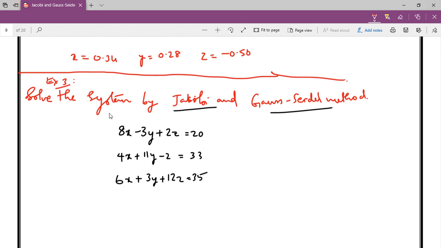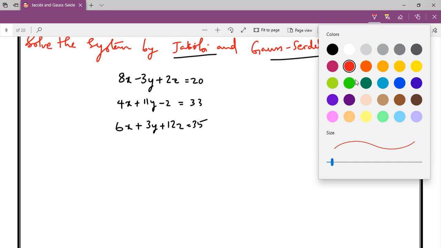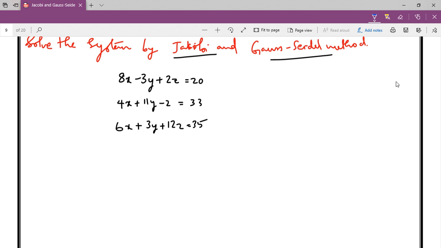That is example 3: solve the system by Jacobi as well as Gauss-Seidel method. So both the methods have been asked. First we shall solve this system by Jacobi-iteration method. So what is the system given? 8x minus 3y plus 2z equal to 20, 4x plus 7y minus z equal to 33, 6x plus 3y plus 12z equal to 35. Let us solve this by Jacobi method first.